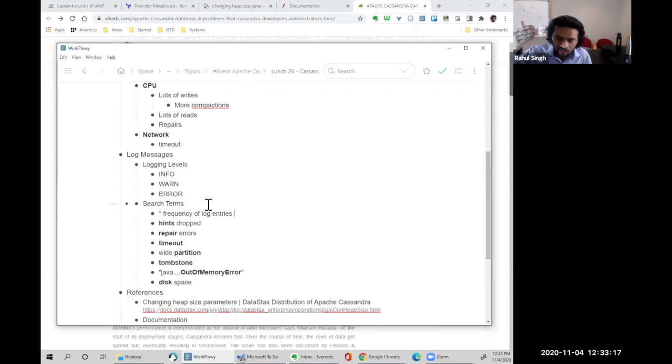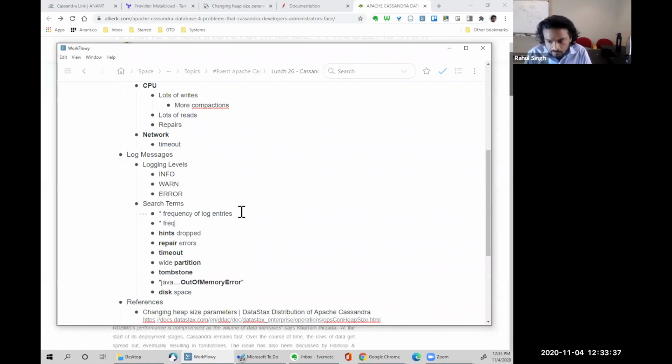So how many log entries are coming into the system? How many log entries is each node producing in a particular minute or hour? This is a very big signal. Another thing to look at in the log entries is the frequency of warn and error. It's kind of in the same boat, as we just talked about.